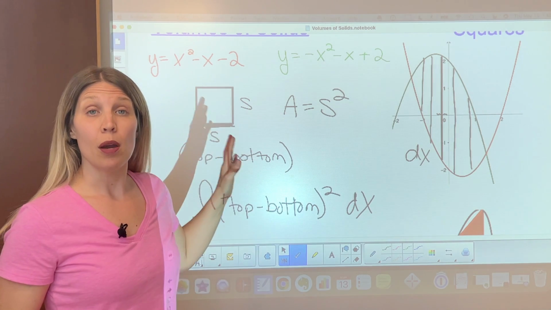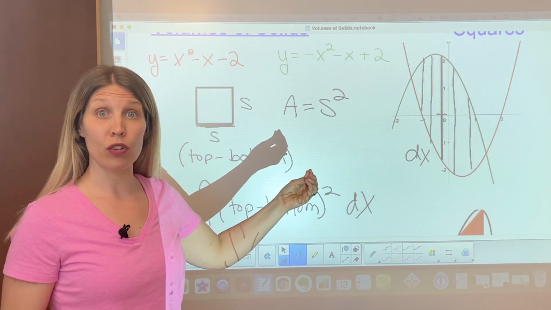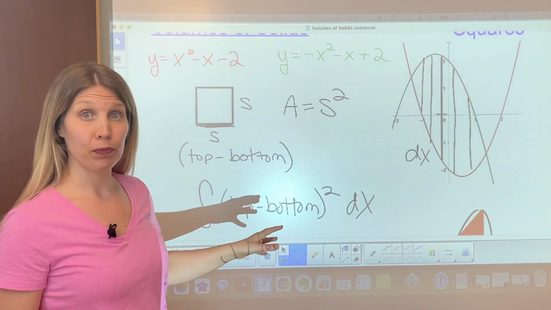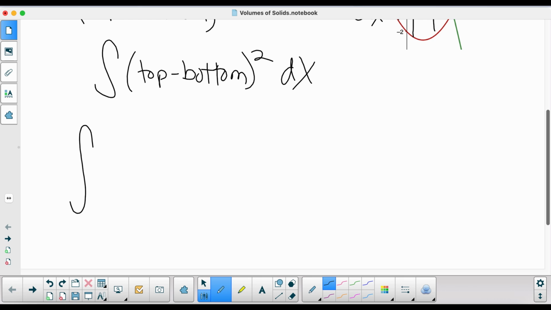If you haven't already, put the functions into your calculator, find out where these functions intersect, and use the x values for our bounds. So now let's put this in with our bounds. Hopefully you found that they intersect from negative 1.414 to positive 1.414. We're going to do top minus bottom. That whole thing has to be squared.